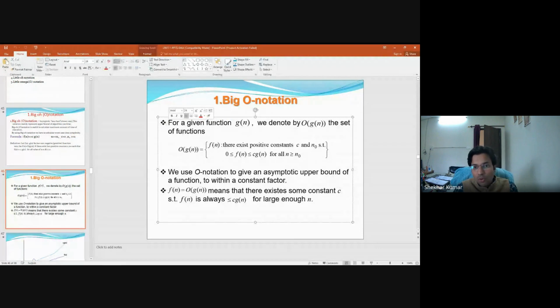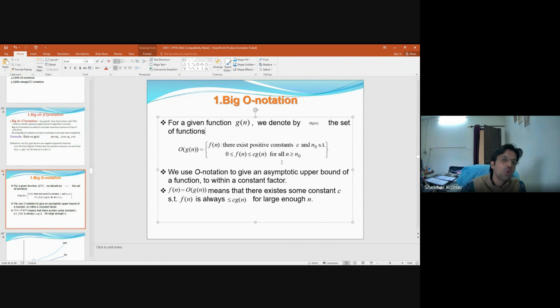Here you can see that for a given function g(n), we denote order of g(n) as the set of functions such that there exist positive constants c and n naught such that f(n) is always less than or equal to c of g(n) for all values of n greater than n naught. It always describes the upper bound of the algorithm. Upper bound means the maximum time it will take to execute, within a constant factor. It always describes your worst case: the maximum time and maximum space an algorithm can take.